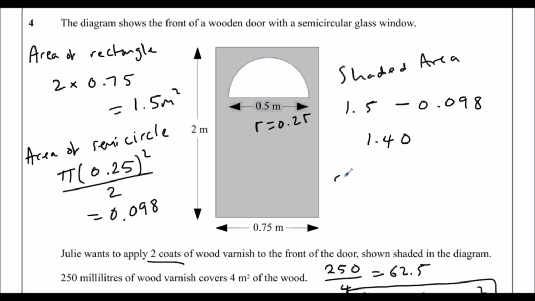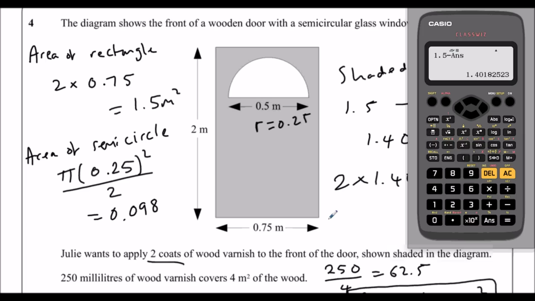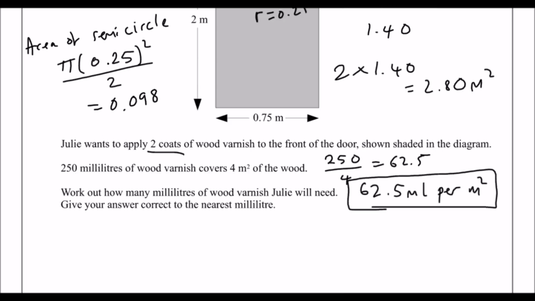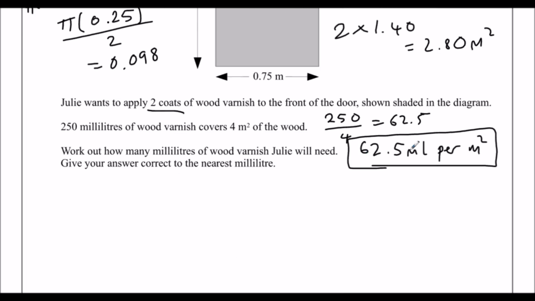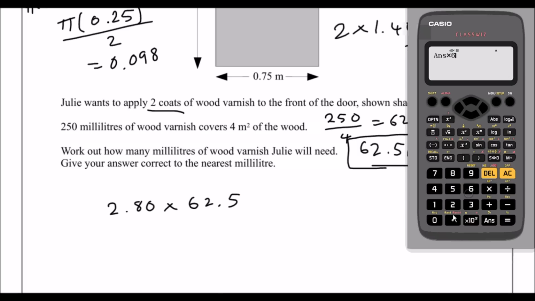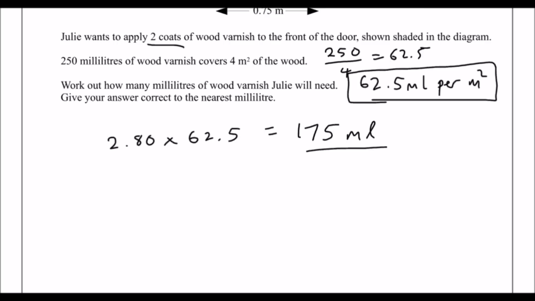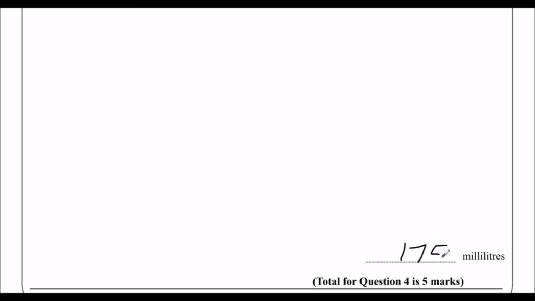We need 2 coats. So 2 lots of that is 2.80 meters squared. So we need to cover 2.80 meters squared. It's 62.5 milliliters per meter squared. So 2.8 times 62.5 is 175 milliliters. To the nearest milliliter, 175. So 175 milliliters of wood varnish are needed.